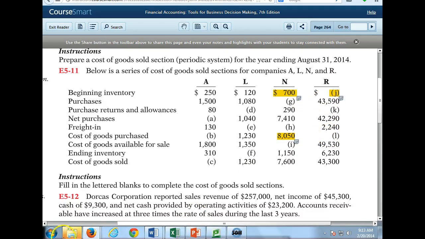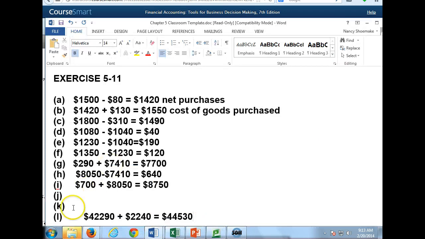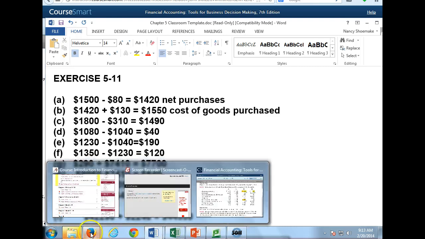So if we go to J, basically what we can do here is our $49,530 minus our $44,530. That's going to be our beginning inventory of $5,000. Again, let me go back here.